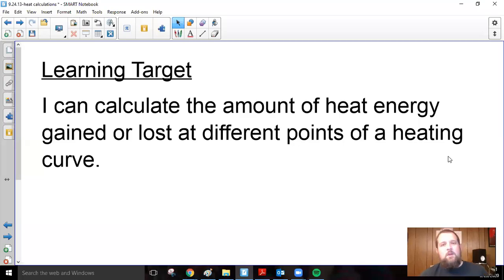Hello, everyone. So in this unit, we've been learning about heating curves and being able to identify what's going on in each section of a heating curve. And we've been learning about how the energy changes and what kind of energy is changing in the different sections. But today, we're going to focus on calculating. How do you calculate the amount of heat energy gained or lost at different points of a heating curve?